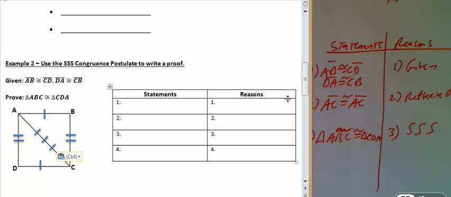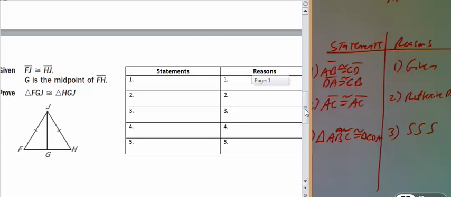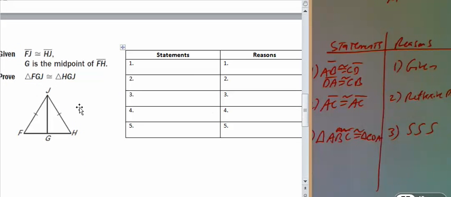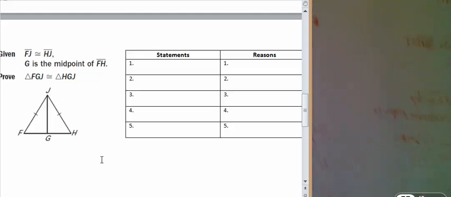Okay? Let's do the last proof here. This one, we've got given FJ and HJ. Okay, that's given. Make some space here.